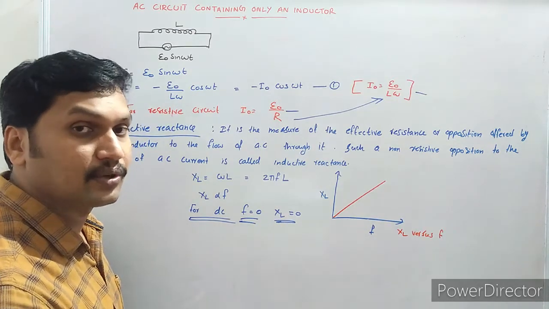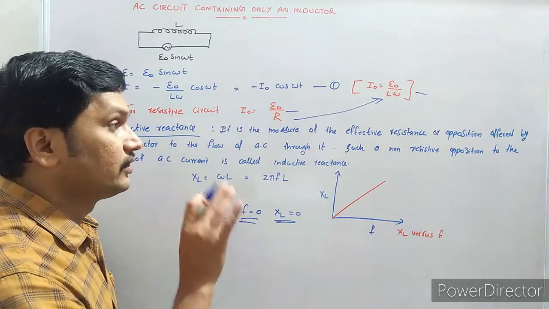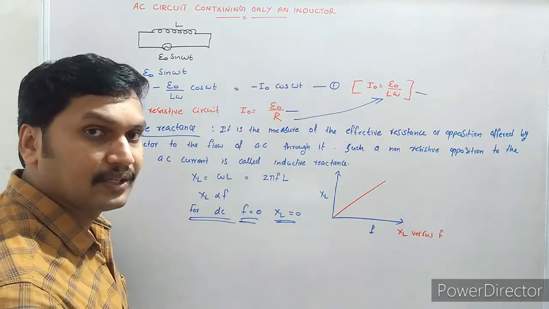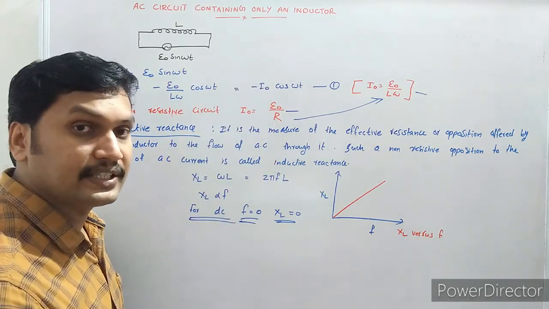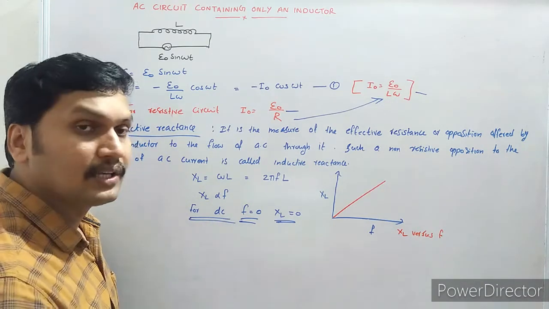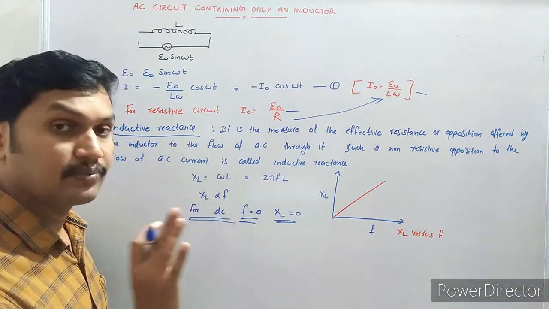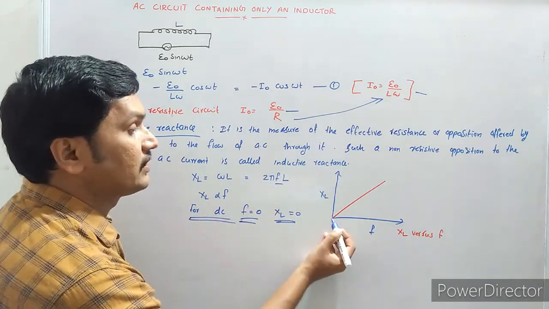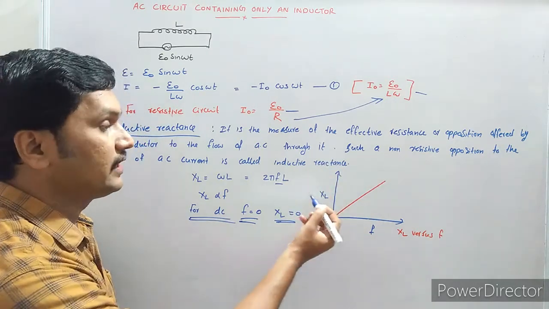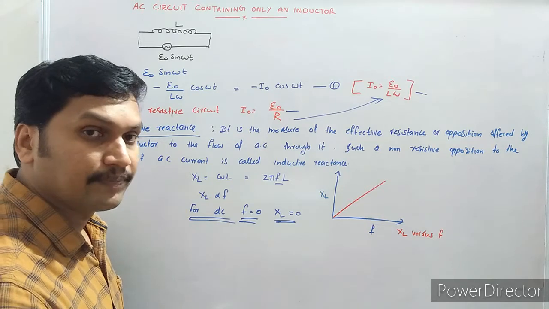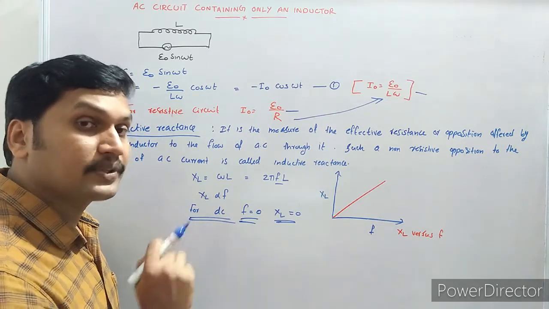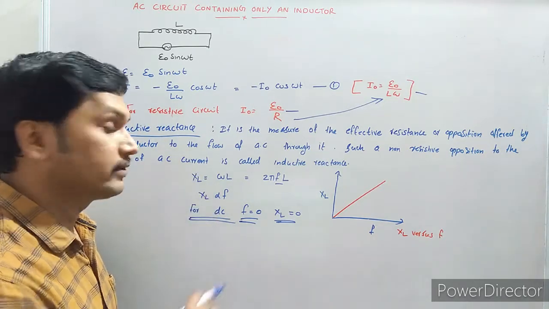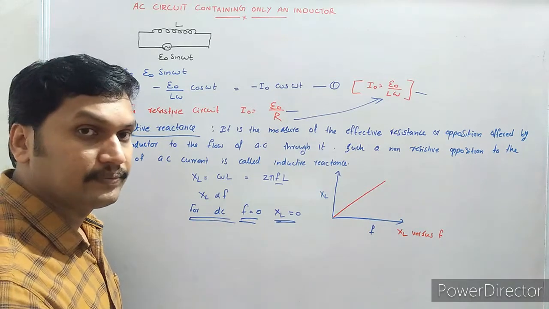Inductive reactance equal to 0 means the inductor does not provide any opposition for DC current. It just behaves like a conductor. There is no function for an inductor in a DC circuit because once the frequency is 0, there is no opposition offered by the inductor to the flow of DC. But when the frequency increases, the XL also increases. Frequency and inductive reactance are directly proportional. An inductor can offer opposition only in an AC circuit. There is no function for an inductor in a DC circuit because the frequency is 0, XL is equal to 0.